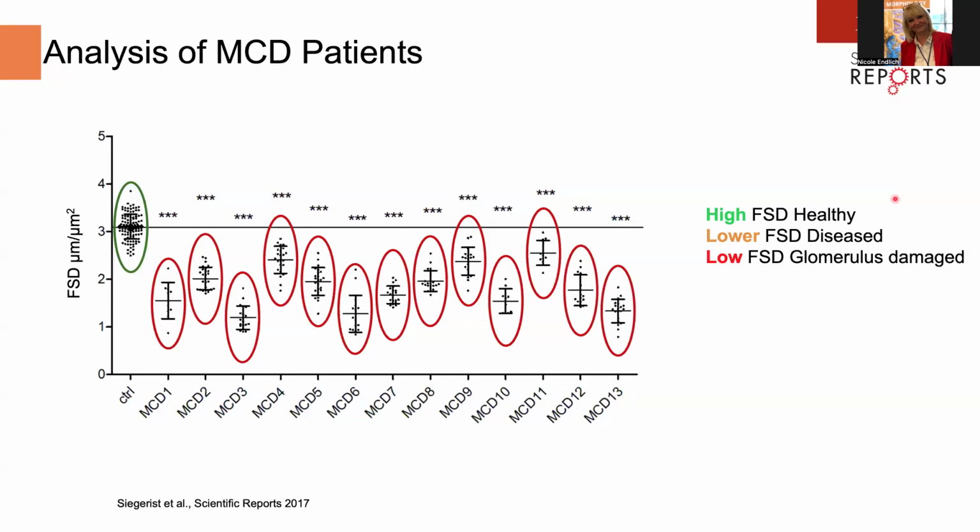At the beginning we used biopsies from patients suffering from minimal change disease. We took 13 patient biopsies, and now we have used several hundreds. But it illustrates it very clearly. Patient 1 has a different FSD than patient 2. You see it here, FSD measurement 1 to 4. And the healthy group is taken together in this green circled area. Again, a high FSD value means healthy, lower FSD values mean diseased, and if you have a very low FSD, then the glomerulus is highly damaged.